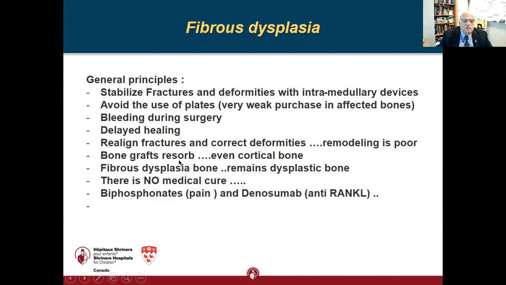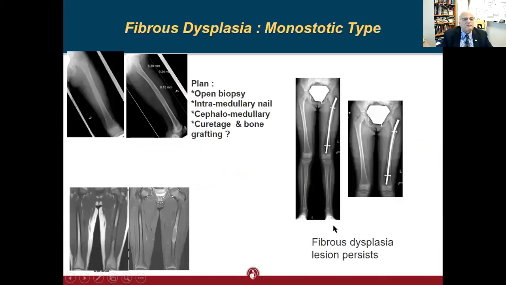Bone grafts resorb, all of them resorb, even the cortical ones. Fibrous dysplasia bone remains dysplastic bone. There is no medical cure for this. Bisphosphonates may be used for pain and sometimes denosumab.